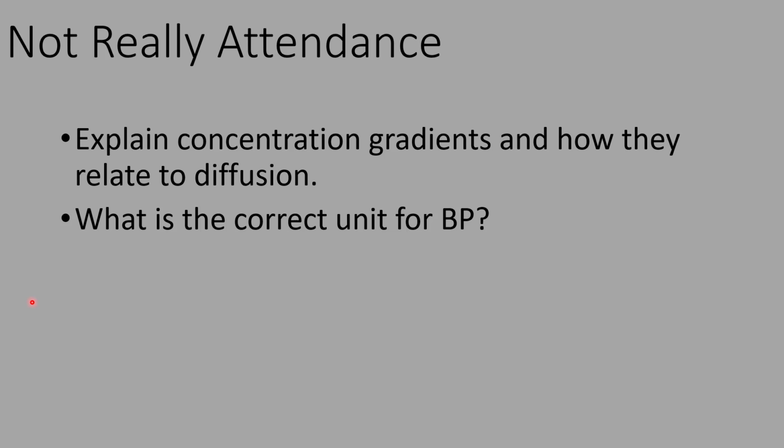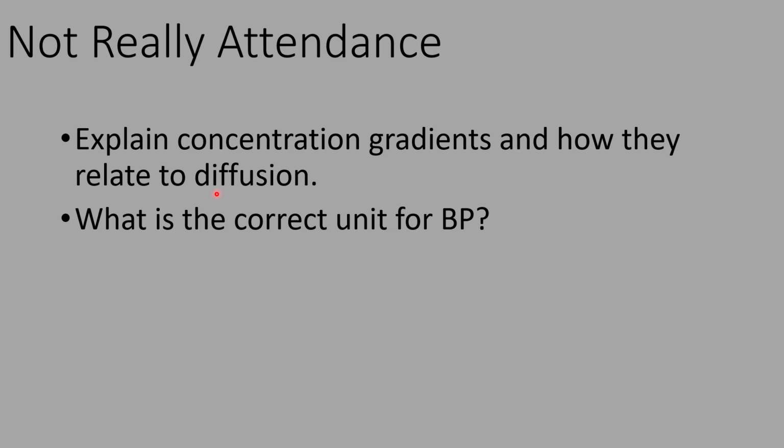First, explain concentration gradients and how they relate to diffusion. Well, think back to Bio 137. We said a little bit in lecture, more in lab, but we saw that when there is a greater concentration of something in one area and a lesser concentration of something in another area, everything likes to move from an area of high concentration towards an area of lower concentration. So that process of moving from high to low concentration is diffusion.